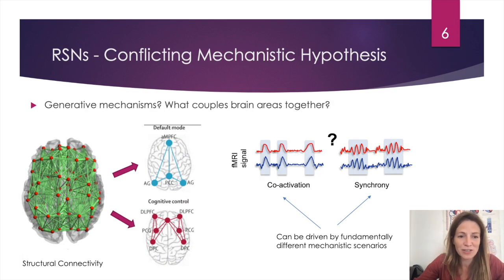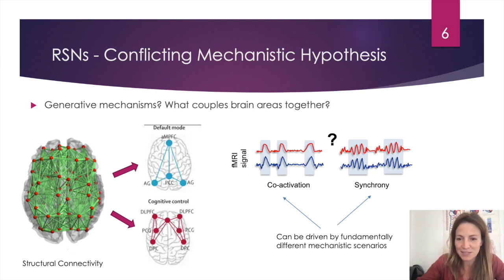So the main question that has been puzzling me over the last years is, what are the generative mechanisms of resting state networks? What couples brain areas together in the spontaneous state? We all agree there is a strong role of the structural connectivity, of course, that is the most direct answer. What couples brain areas together? An anatomical link, yes, but why do they spontaneously engage in transiently correlated activity?